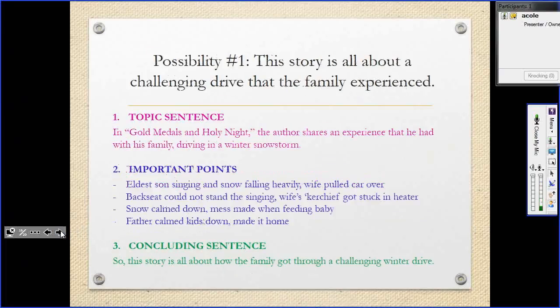Okay, so the easiest way to explain this is to look at the first possibility here. Maybe you read the story and you think, this story is all about a challenging drive that the family experienced. Remember, they got stuck in the snow and all this, so you're focusing on how challenging that experience was. So maybe you have a topic sentence like this. Remember, I mentioned that you want to put the title of the story in your topic sentence, so I use quotation marks around the title. This is my example: in "Gold Medals and Holy Night," the author shares an experience that he had with his family driving in a winter snowstorm, right?